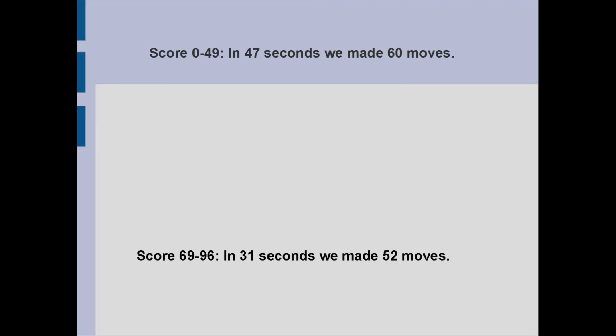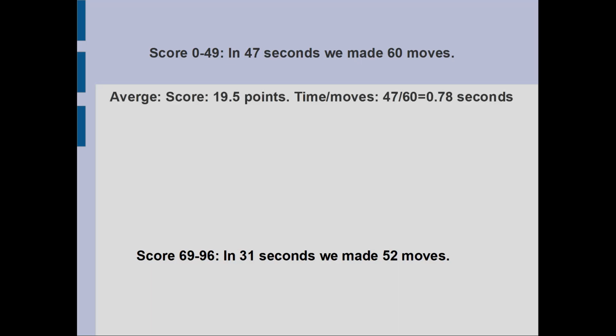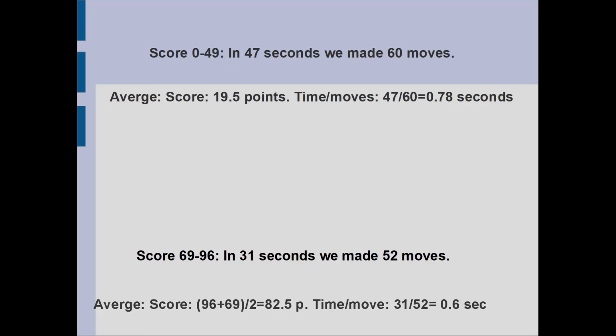Let's assume the increase of the speed is linear, meaning for every point it increases the speed just as much. So then let's calculate the average speed and put that on the middle point. So then I calculated that at 19.5 points, the speed for every move would be 0.78 seconds. And then at 82.5 points, it would make every move at 0.6 seconds.